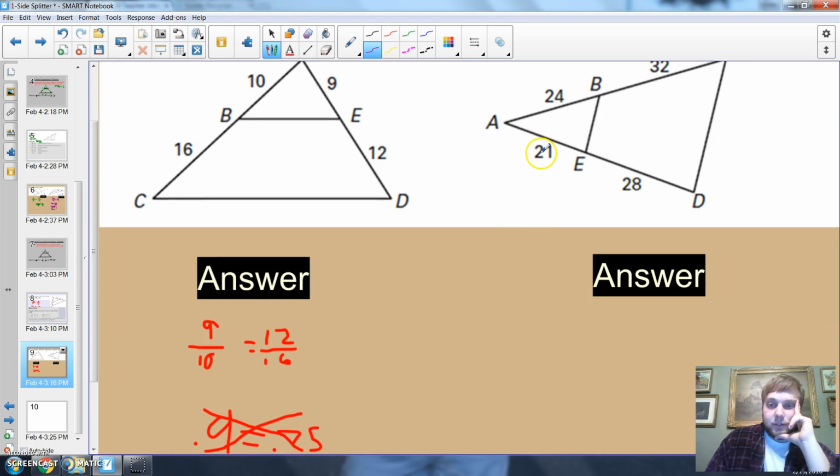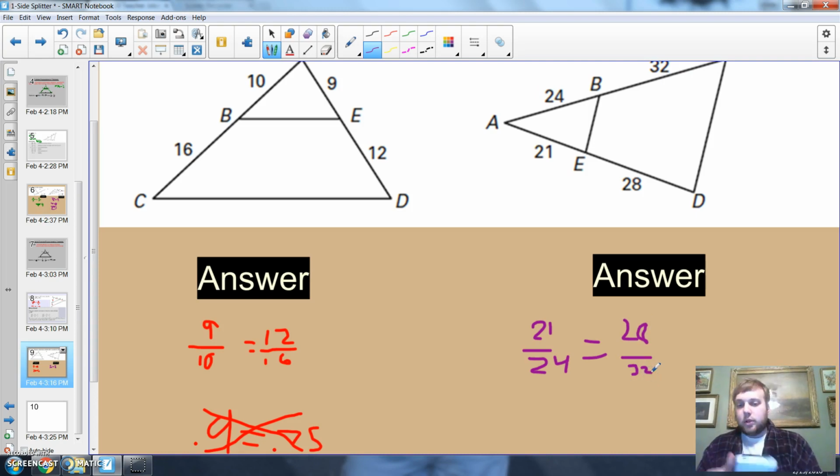Alright. Let's go 21 divided by 24. Let's check this one out. Let's see if this one's parallel. Now I want 21 divided by 24, so I'm going to go 28 divided by 32. 21 divided by 24 is 0.875, and 28 divided by 32 equals 0.875. Write it in there, guys. These guys are the same. Therefore, these are parallel. That is the side splitter.